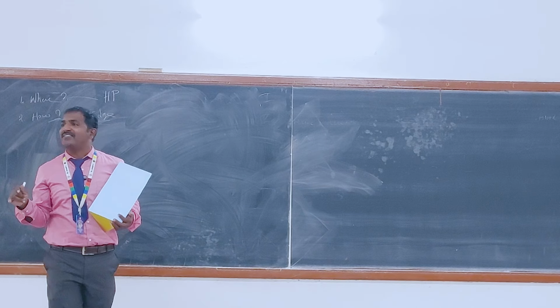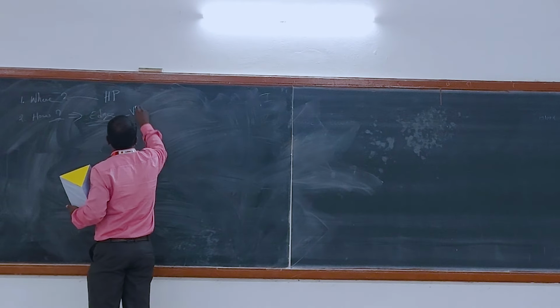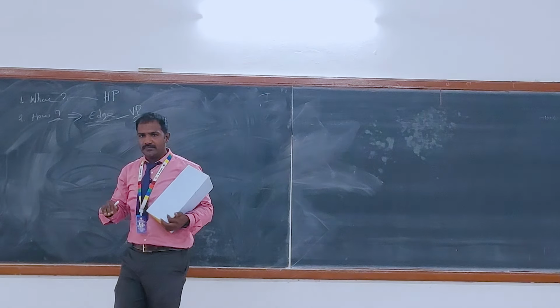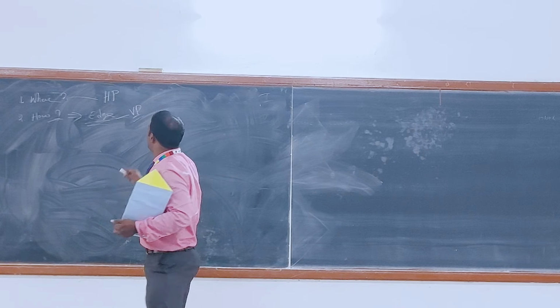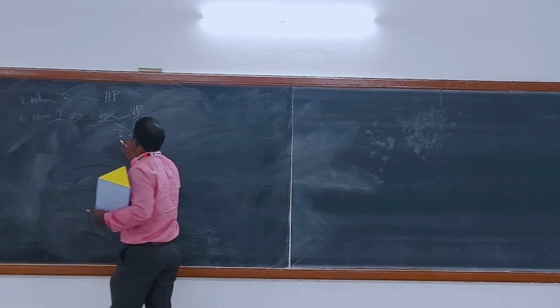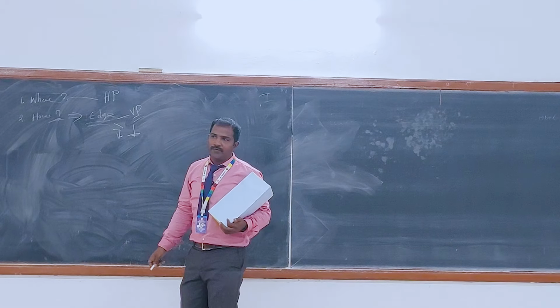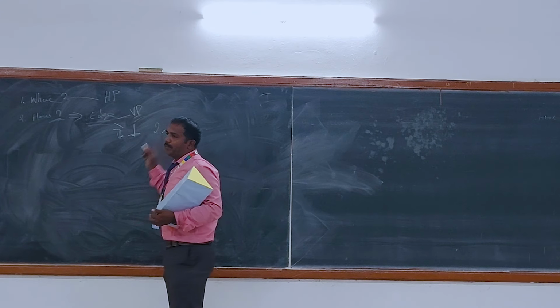How is the edge with respect to VP? Here, number 1, the edge is perpendicular to VP. Number 2, the edge is parallel to VP.